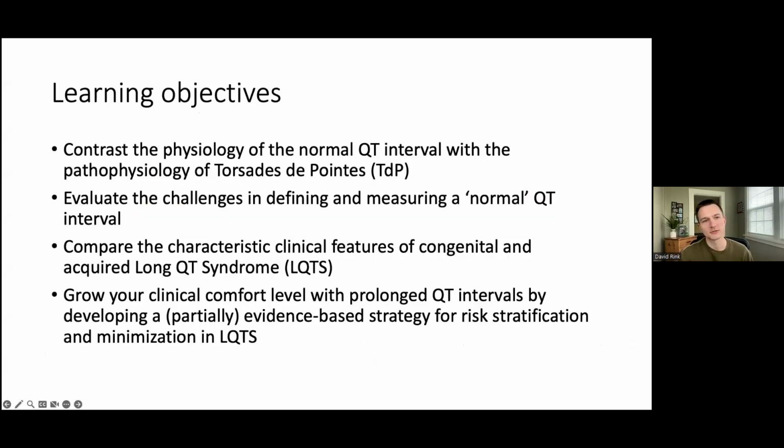Looking at our learning objectives for today. We want to contrast the physiology of normal QT interval with the pathophysiology of torsades. We'll evaluate the challenges in defining and measuring a normal QT interval. We'll compare the characteristic clinical features of both congenital and acquired long QT syndrome. And then we're going to hopefully grow everyone's clinical comfort level with prolonged QT intervals and develop an at least partially evidence-based strategy for both risk stratification and minimization in long QT syndrome.